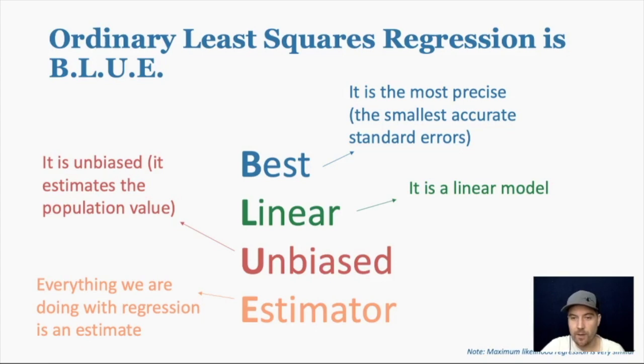Note under my picture here, maximum likelihood regression is very, very similar in the majority of cases. And in some cases, maximum likelihood is the only one that you can use. It's very similar to OLS, ordinary least squares, and in most linear regression frameworks, it's going to give you the exact same results. But technically, OLS is the best linear unbiased estimator. It's BLUE.